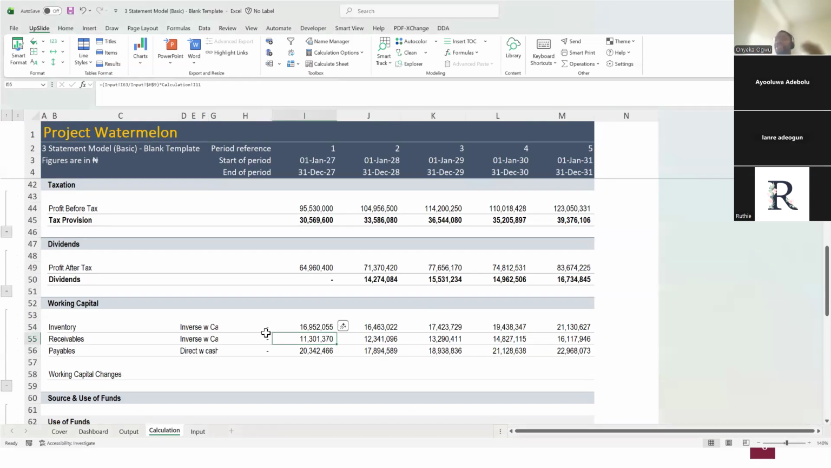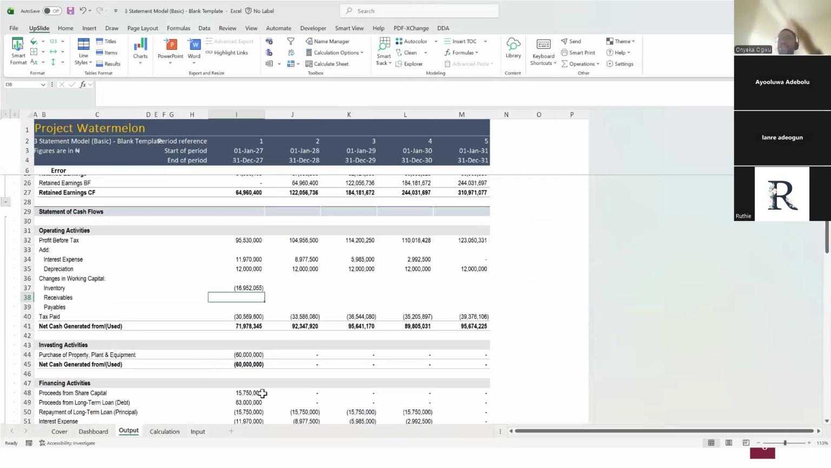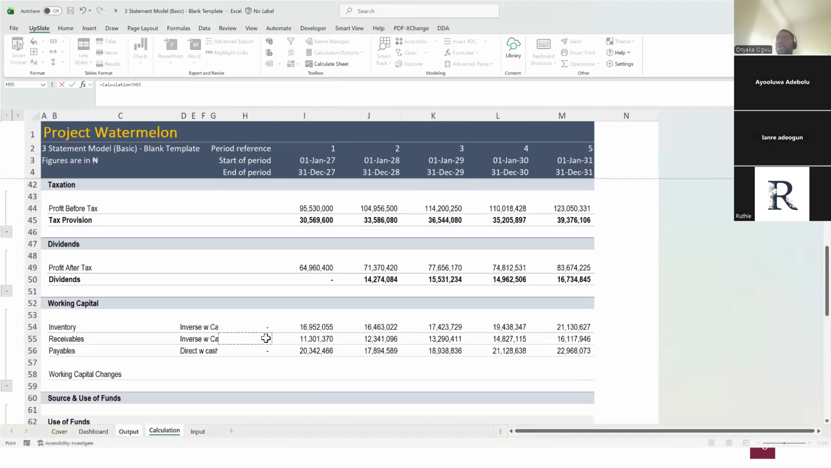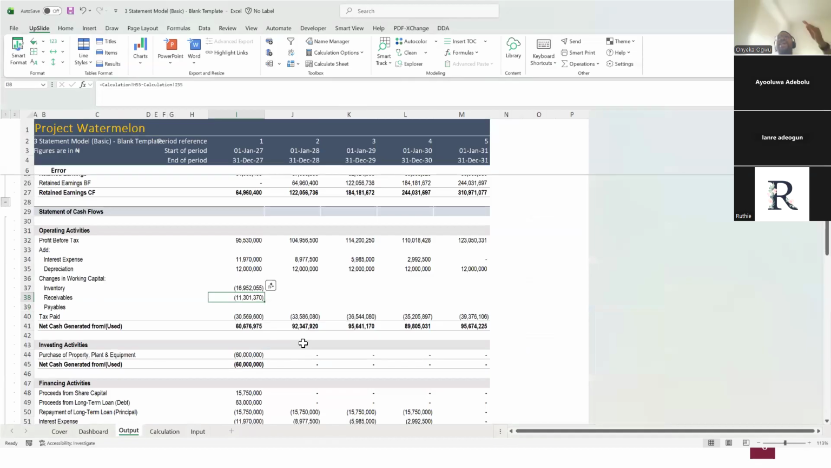I'm mixing it up. No, it's correct. I'm just saying it's not just about going up, right? Because this is also an inverse relationship. So that means our receivables was 0 before, and now it is 11 point something, right? That means our cash has reduced because we have many people owing us, who have yet to pay up.